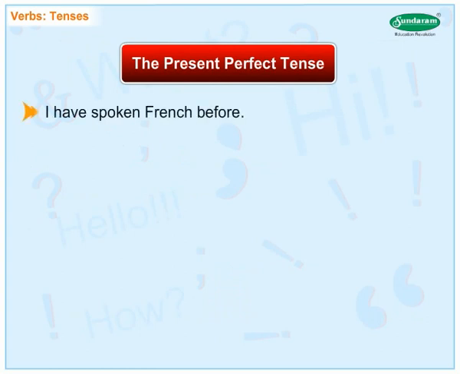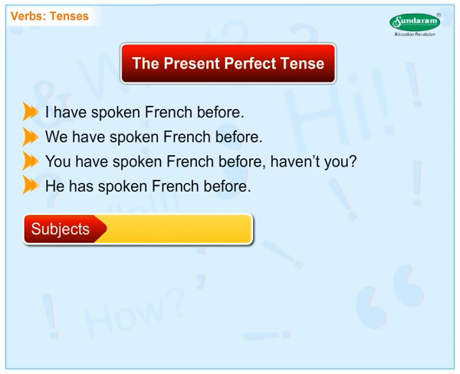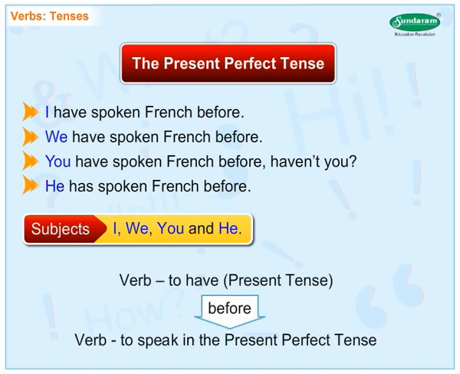The present perfect tense. I have spoken French before. We have spoken French before. You have spoken French before, haven't you? He has spoken French before. The subjects are I, we, you, and he. The verb to speak takes the present tense of the verb to have before it in the present perfect tense.